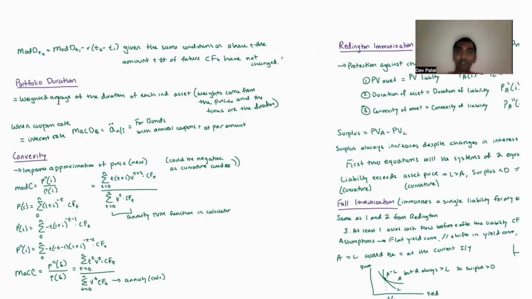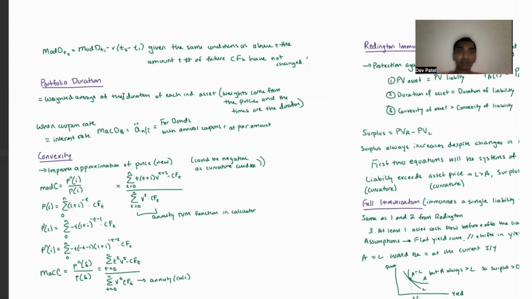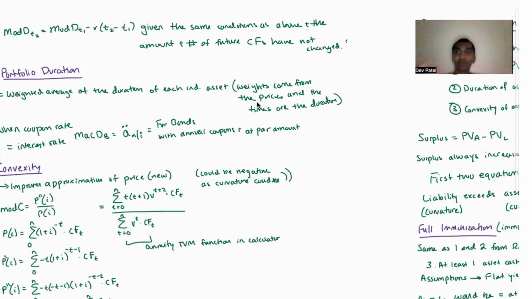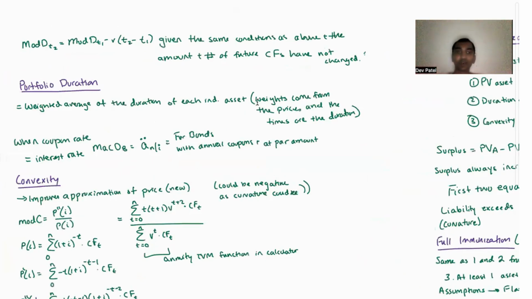So in the previous duration example, or the duration definition that we went through, the weights were the proportion of the present value that your payment present value accounts for. And so in this case, the weights come from the prices and the times are the duration. So again, it's much easier to see this through an example.